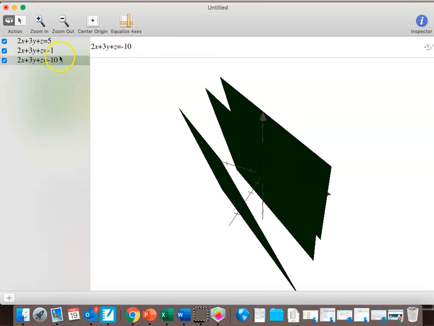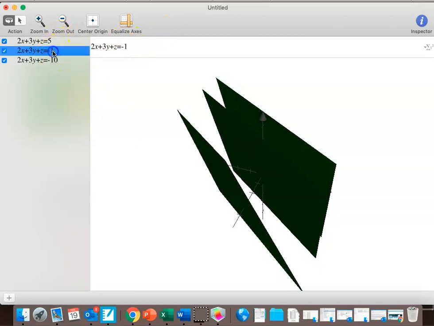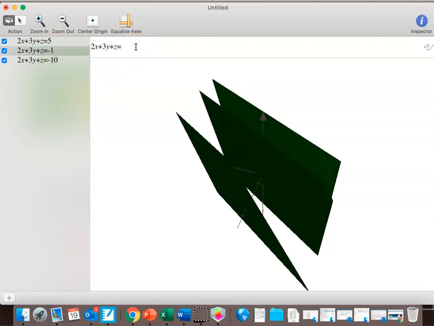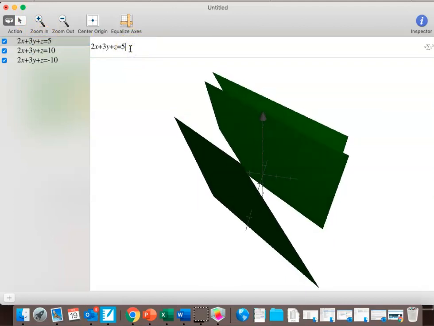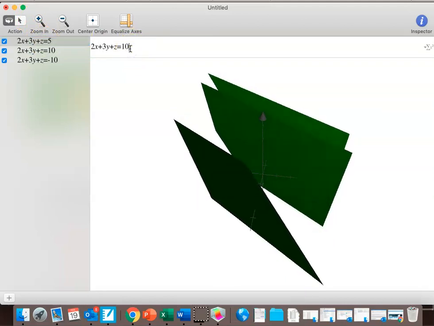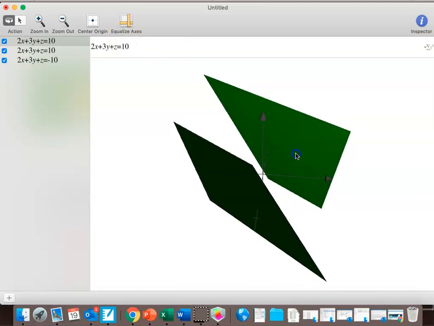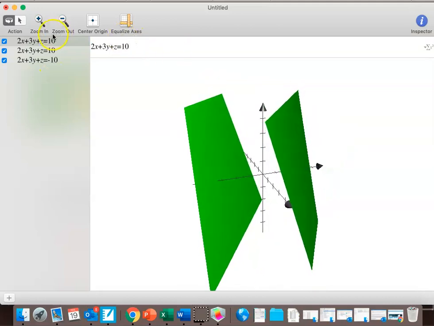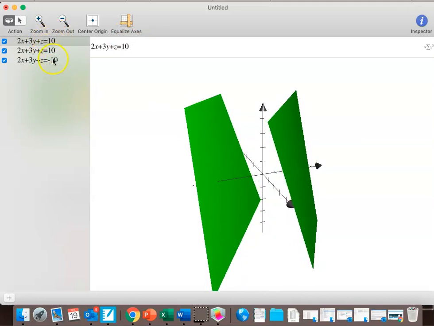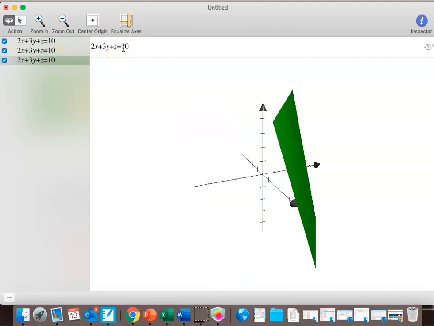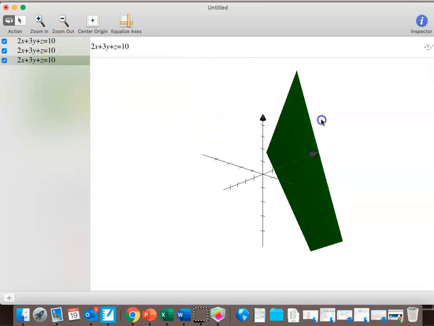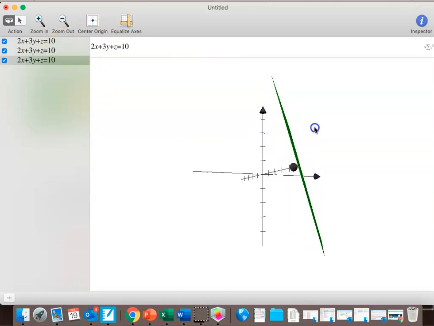If you have 3 planes... Wait, what just happened? Did I type something wrong? 2x plus 3y plus, oh, whoops, I typed a negative 10. Three planes, but they're all the same. How many solutions are you going to have? Infinitely many, right?